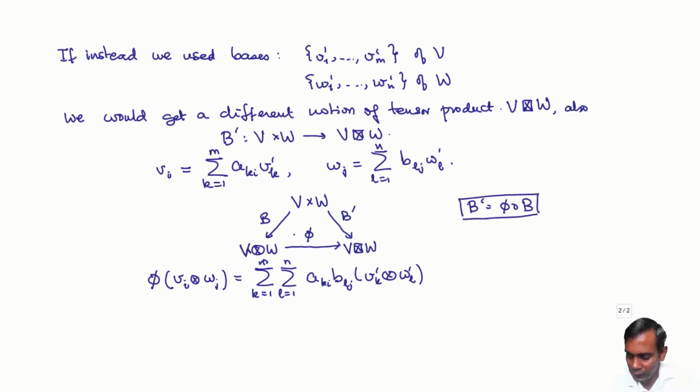And so this is a unique map from here to here, and you can construct its inverse in the same way. You use the expansion of the V prime basis and the W prime basis in terms of the V and W bases respectively, and construct a map going the other way. It's going to be an inverse for this map. So these two vector spaces turn out to be isomorphic.